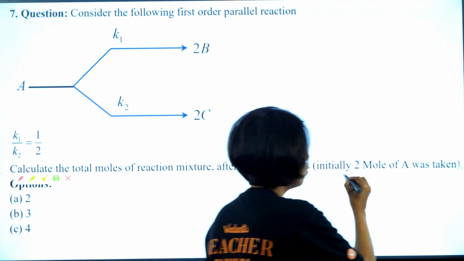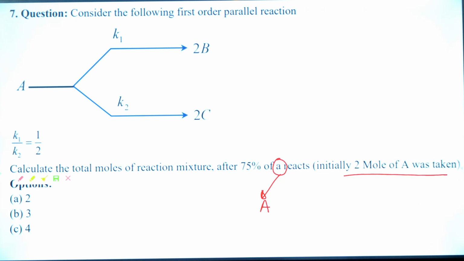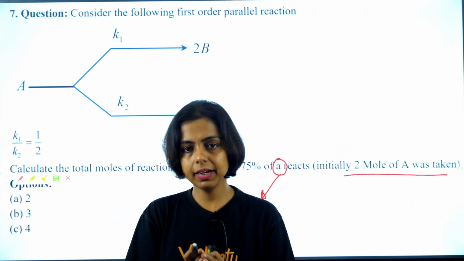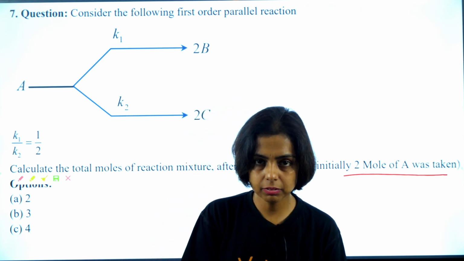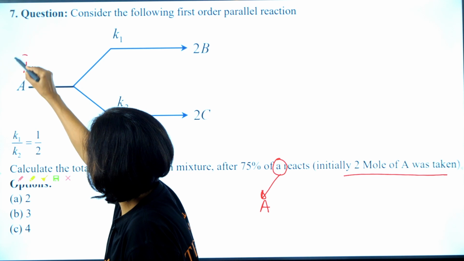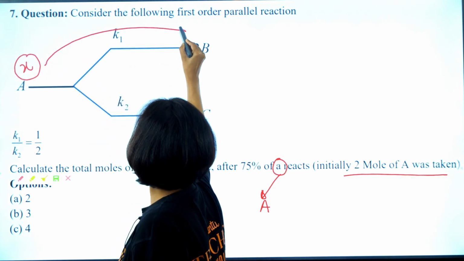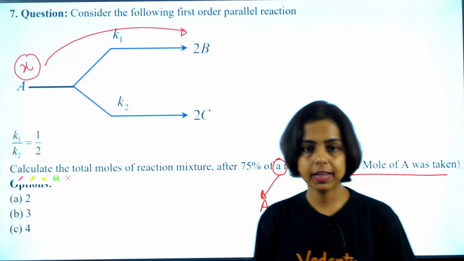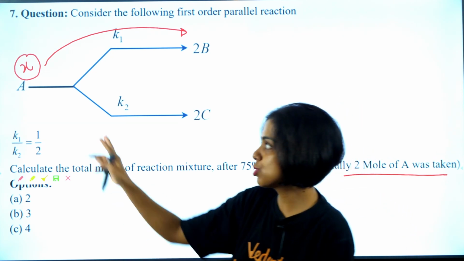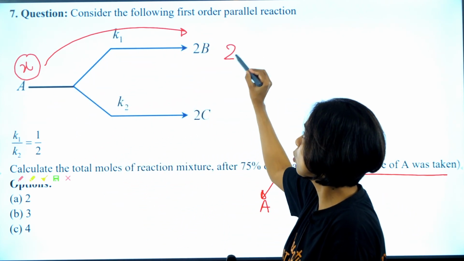Initially, 2 moles of A was taken. Got it? So, suppose you started with A. Now, suppose X moles of A is converting into B. That means if X moles are converting into B, we get 2X moles of B.